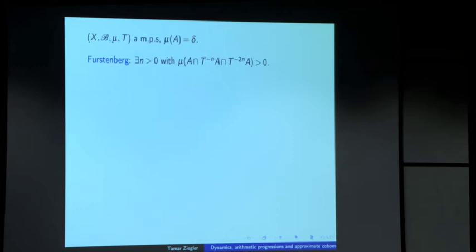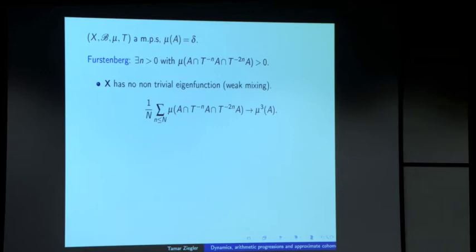So what is the strategy? Well, it's similar in nature. Either it could be that X has no non-trivial eigenfunction. In this case, the system is called weak mixing. And in this case, the sets A, T^{-n}A and T^{-2n}A become asymptotically independent, and this average converges to μ(A) cubed. So in this case, clearly you have an n for which this is true, and then you win.